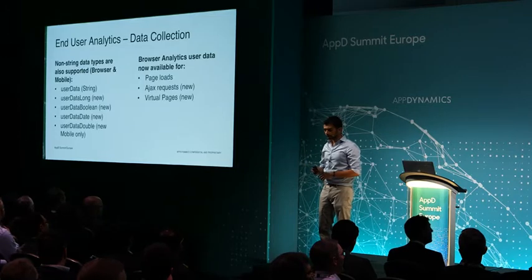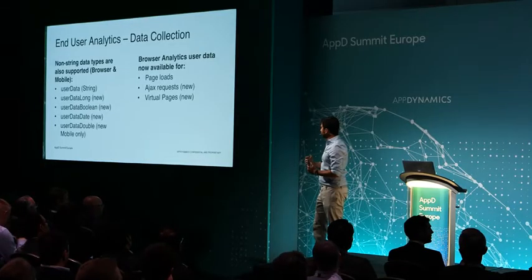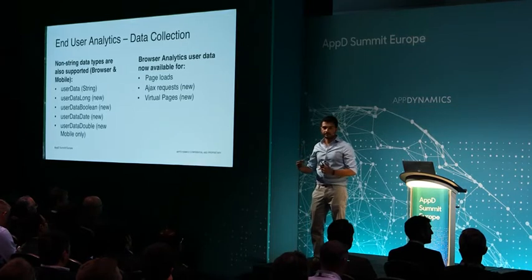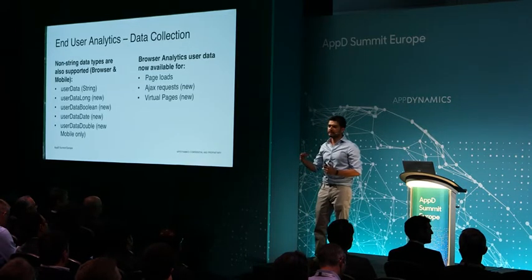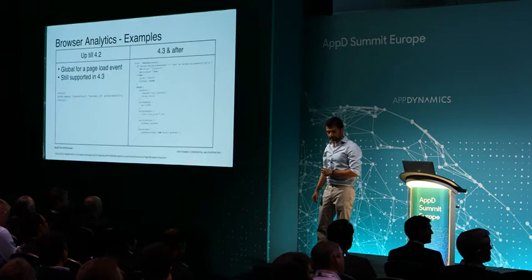Also, one other big limitation that's been removed in 4.3 is, before, your data collectors on the JavaScript page were global to the page. You would collect them when the page loaded. If you have virtual pages in your application, now you can collect them per page, you can collect them per AJAX request. Just gives you that finer level of granularity in data collection.